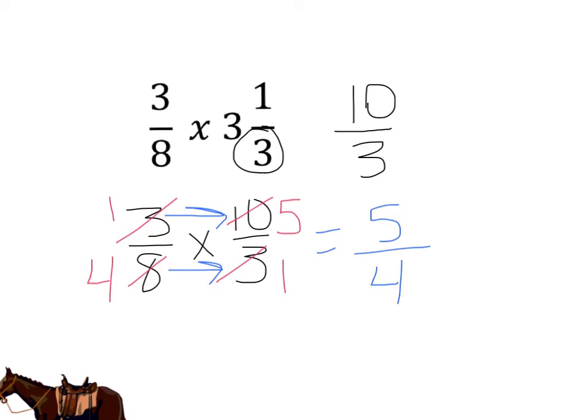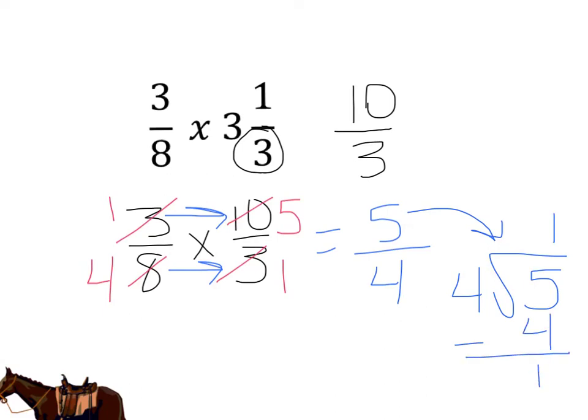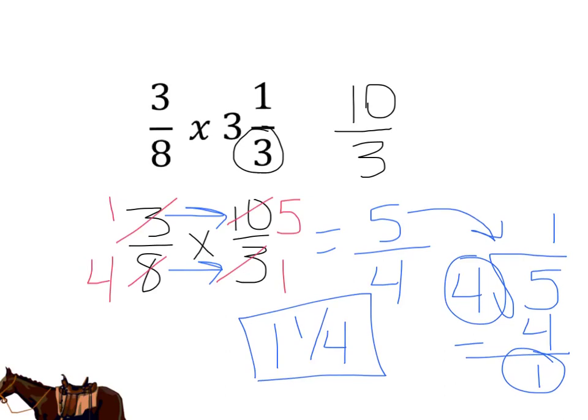To finish this problem, 5/4, we need to turn it back into a mixed number. Remember, to do this, there's two ways. We will do the division way. So, to do this, we have 4 divided by 5. The number on top always goes inside. 4 goes into 5 once, and we're left with 1. So we have 1 and 1/4. So our answer would be 1 and 1/4.